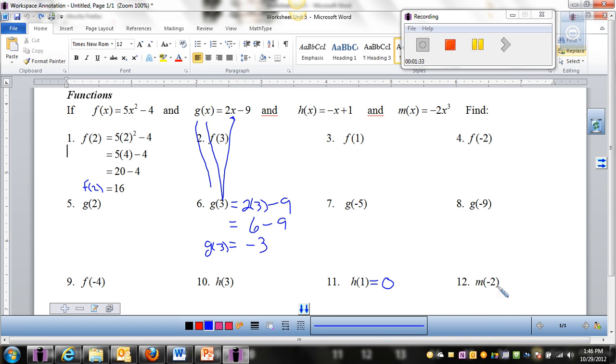Let's try a harder one. M of negative 2. Plug in negative 2 here. So we got negative 2 to the third power, which means negative 2 cubed. That'd be negative 8. So we get negative 2 times negative 8, which is 16. So M of negative 2 is 16.